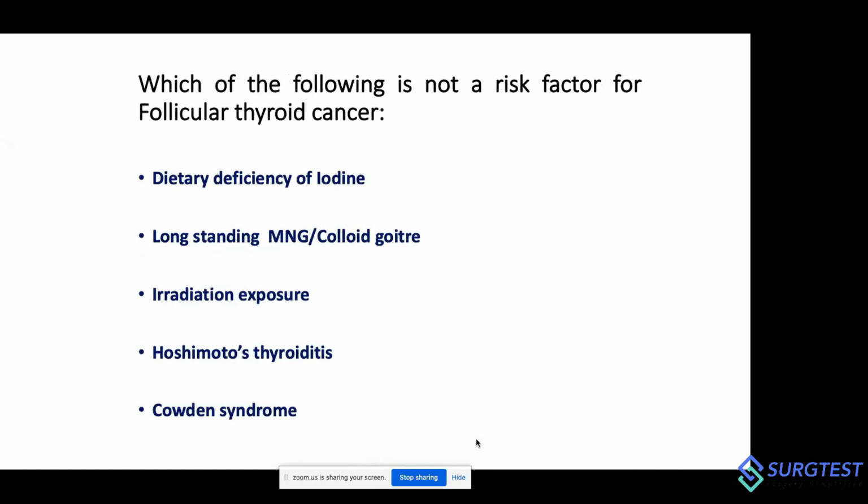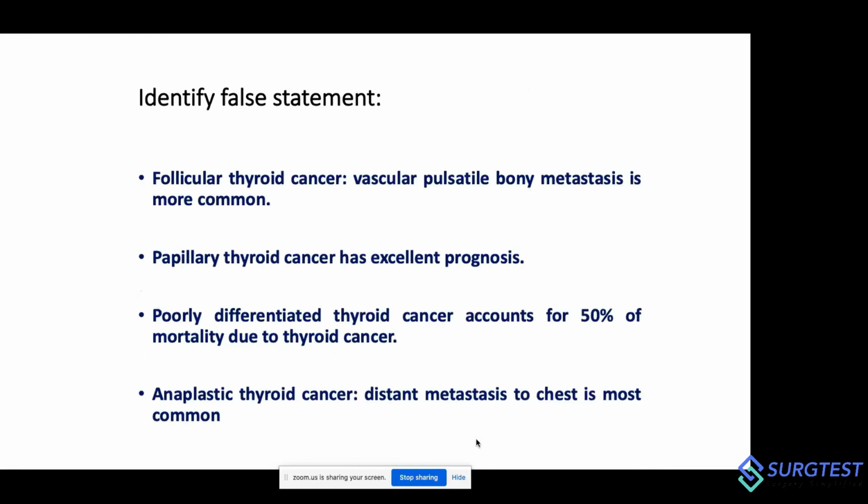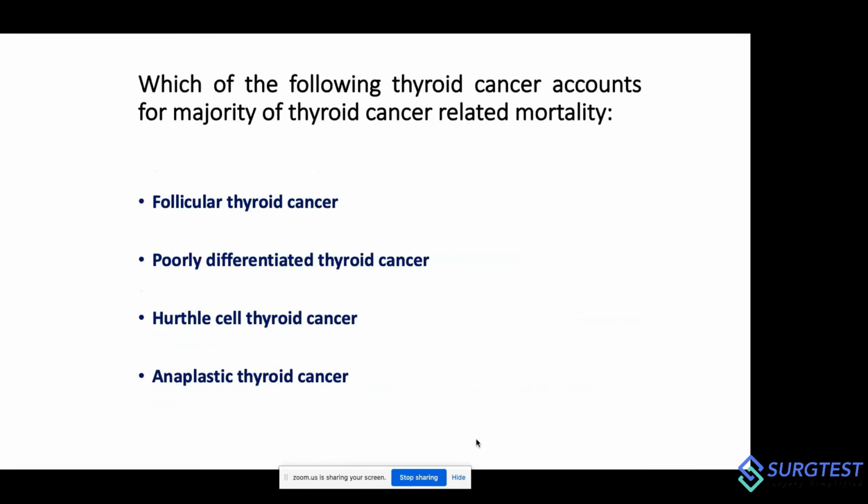Hashimoto, follicular thyroid cancer? Hashimoto is for papillary and lymphoma of thyroid. False statement, C. Which one accounts for the 50%? Anaplastic, the most common for mortality. So you know this answer. Anaplastic.